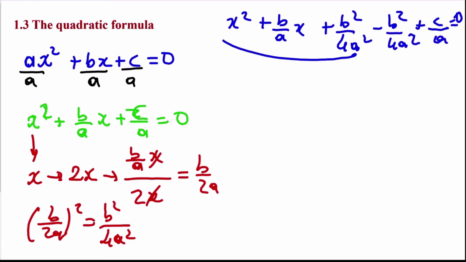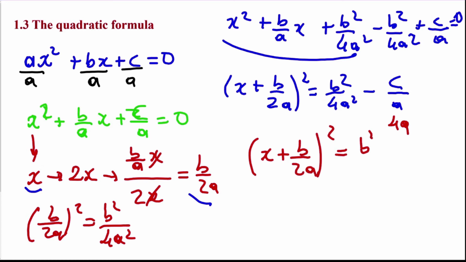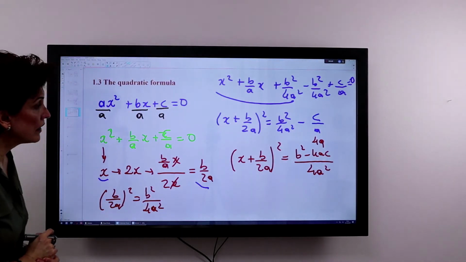The first three terms give the first term here, the second term here, which is (x + b/2a) squared. I move all the rest of the terms to the right-hand side: b squared over 4a squared, and here c over a. To make the denominators on the right-hand side equal, I'm going to multiply this one by 4a. At the same time, I write the common denominator, which is 4a squared: (b squared - 4ac) over 4a squared. Got it?